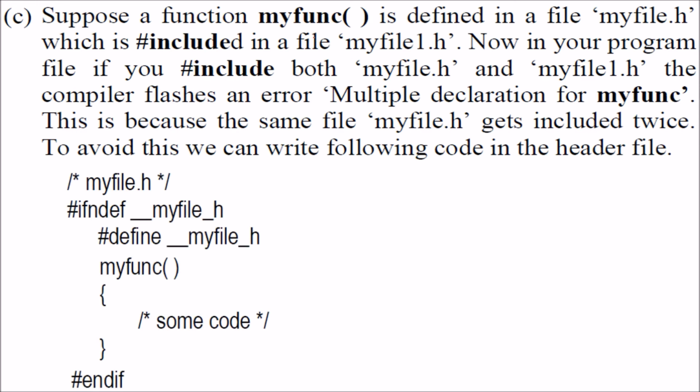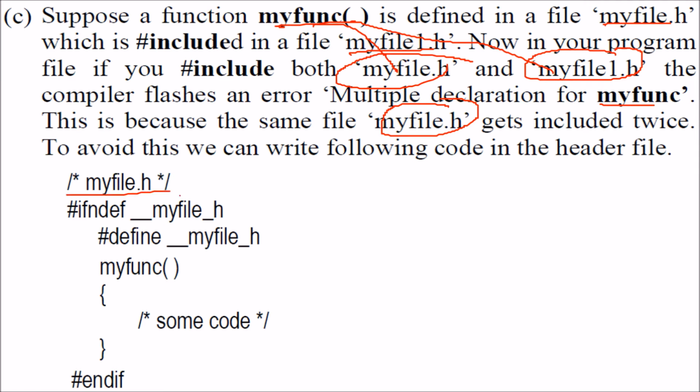Suppose you have a function my function which is defined in myfile.h, which is included in myfile1.h. Now in your program file, if you include both myfile.h and myfile1.h, you have my function defined here also and here also. So the compiler will flash an error that you have multiply defined my function, because the same file myfile.h gets included twice. How to avoid this kind of situation?